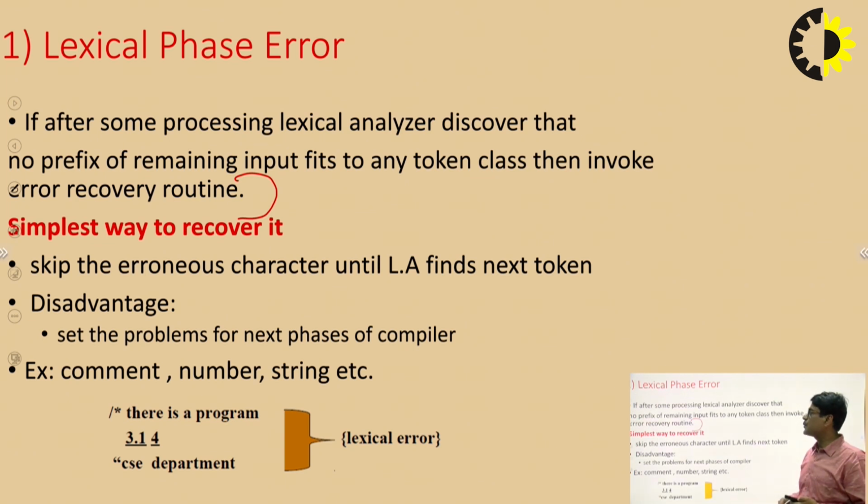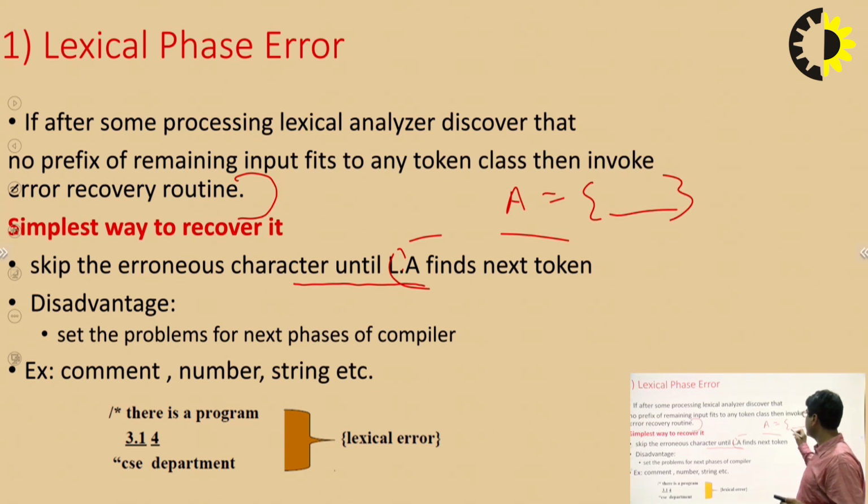What is the simplest way to recover from it? Skip the erroneous characters until the lexical analyzer finds the next token. Whatever expression is being written out, we are just taking it, generating the token or discovering the token.